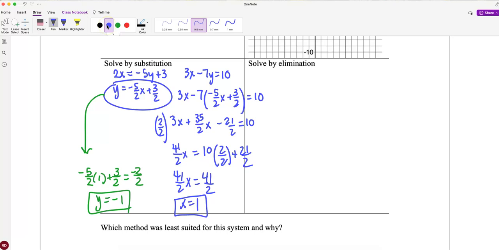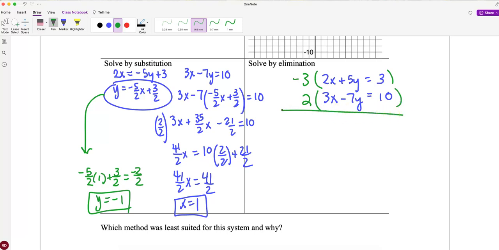Now elimination. So you've got 2x plus 5y equals 3 and 3x minus 7y equals 10. So if I multiply the top equation by negative 3 and the bottom equation by 2, I'm going to get the x's to cancel. So that gives me negative 6x minus 15y equals negative 9, and 6x minus 14y equals 20.